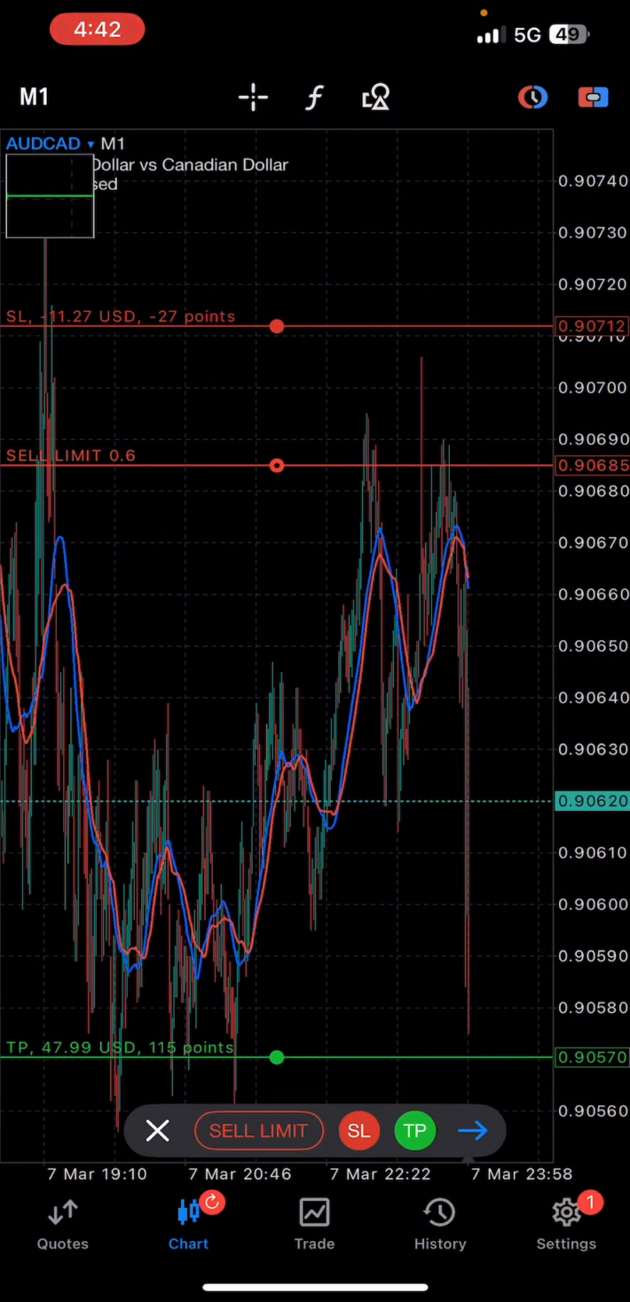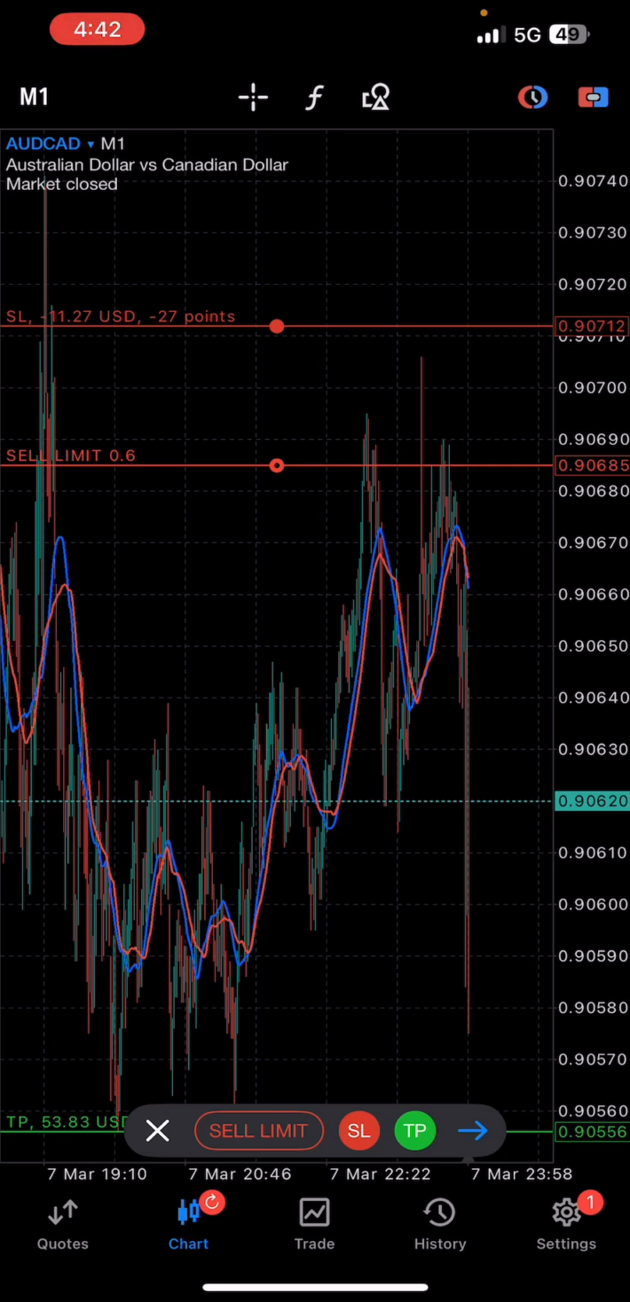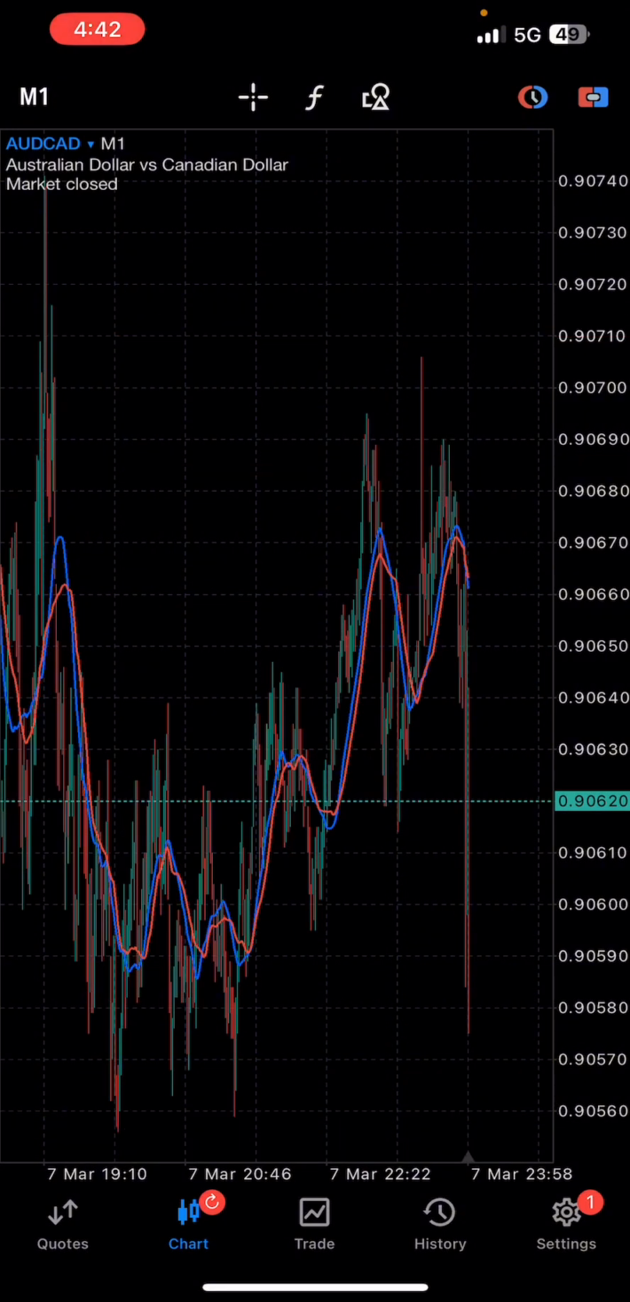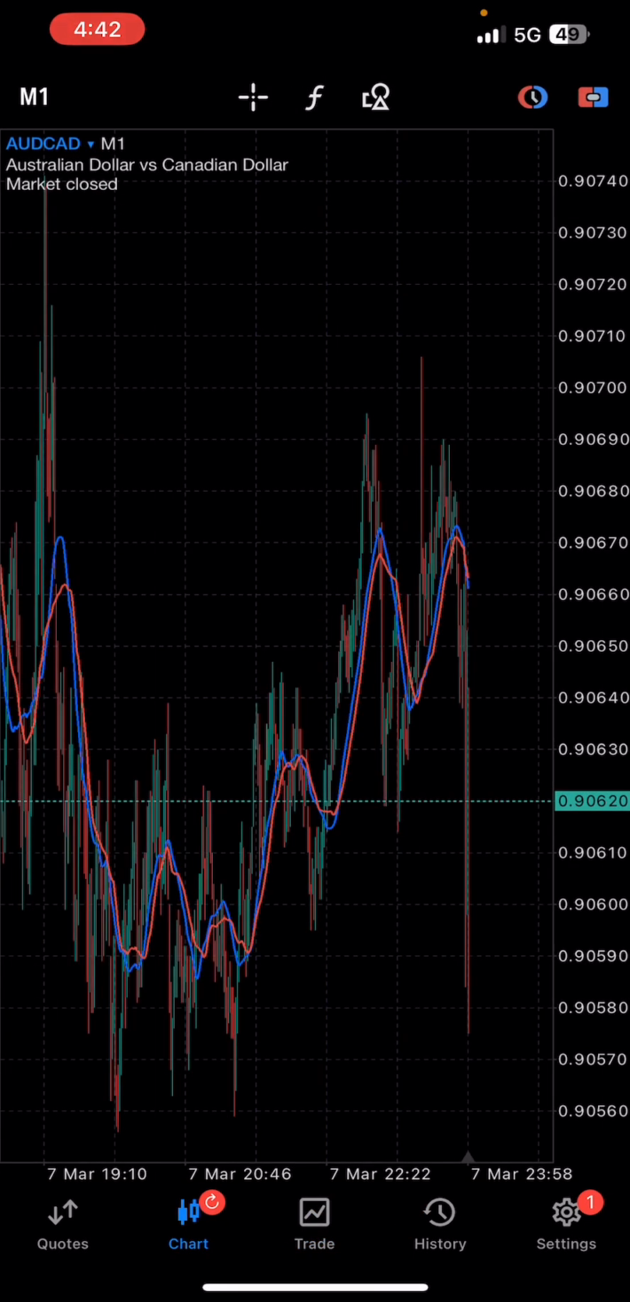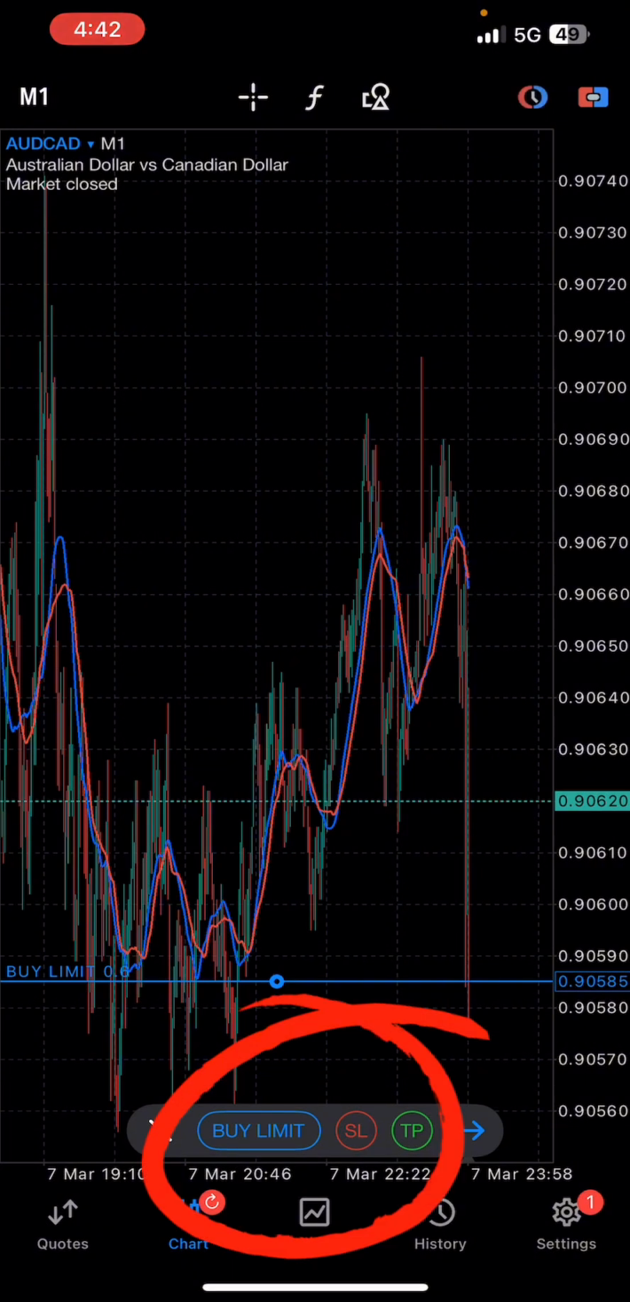And this also helps you calculate how much you're willing to risk or gain even before you enter the trade. So you already know this and you're not entering blindly. Good. So we're done with this chart. The next thing we're going to is trade. So you can either enter a trade through the chart or through trade itself, just the way I showed you here, or setting limit orders.